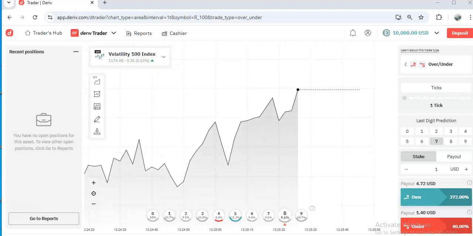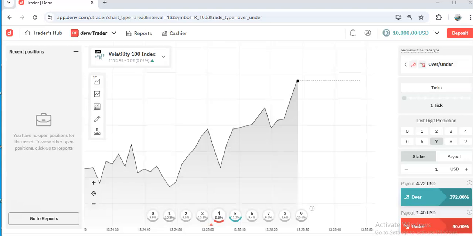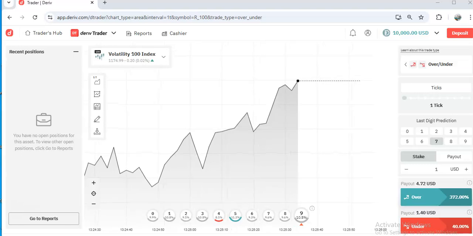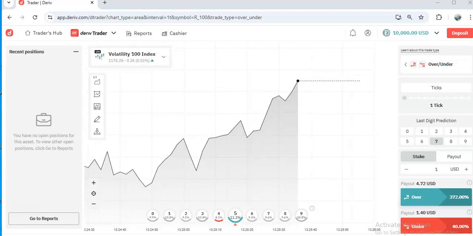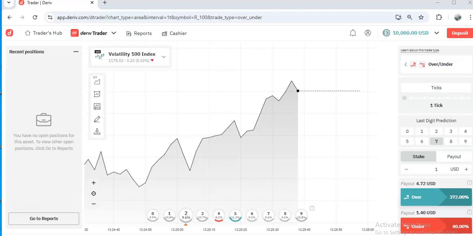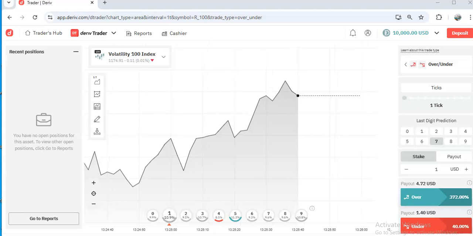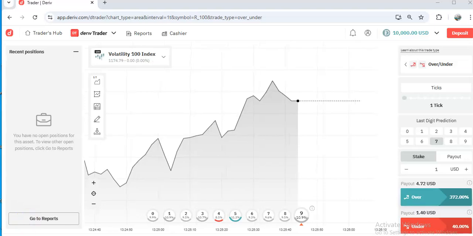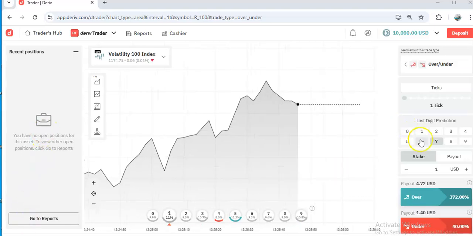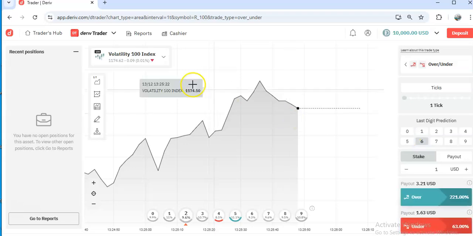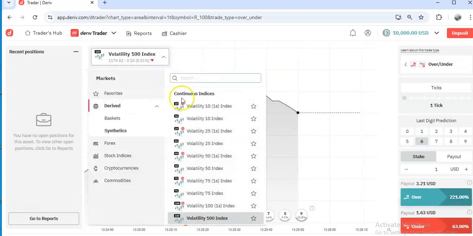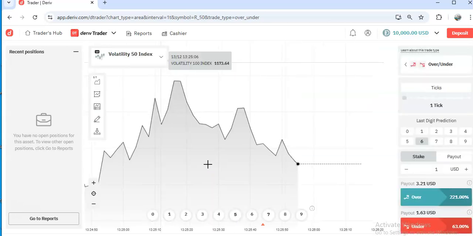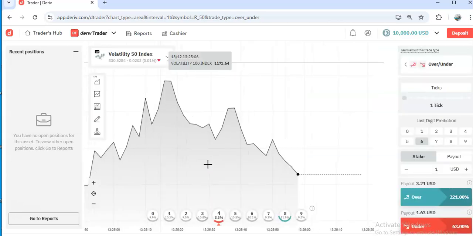For the entry point for under 6, you have to wait for the cursor to touch either 7 or 9, or it can touch 2 consecutive over numbers, because we are doing under 6. So we can wait and look for that strategy here. But as I mentioned in my previous videos, when you rely on one strategy, waiting for that strategy to come into the market, it might take forever or the whole day.